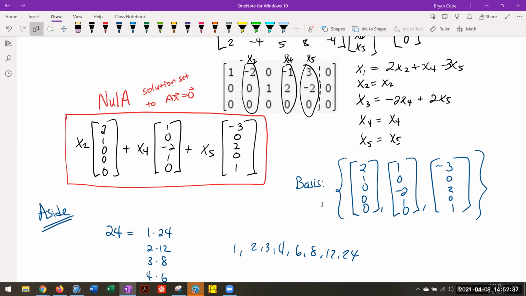Okay, so we've shown how to find the basis of a null space. What is it called? Euclid's theorem. Wow, that's got to be important because Euclid did a lot.